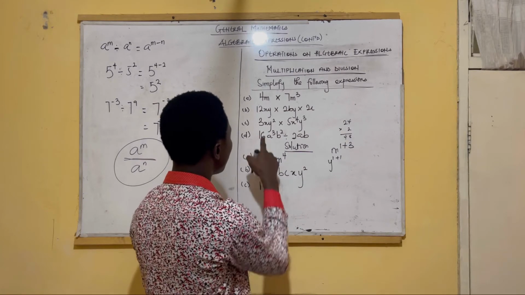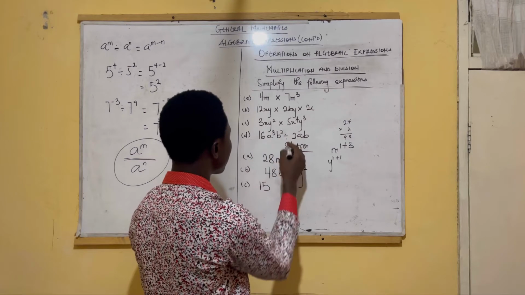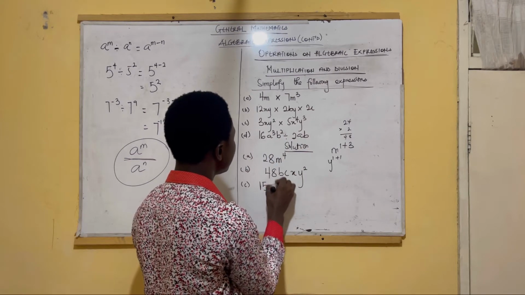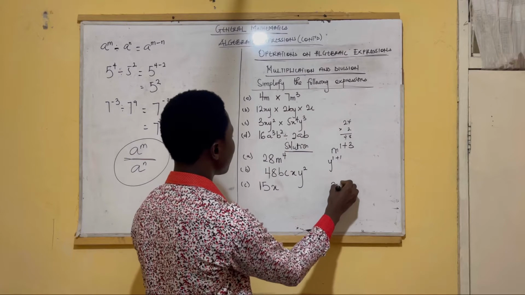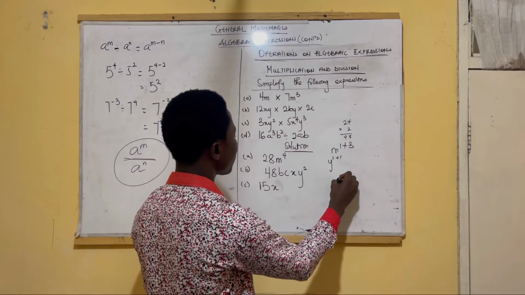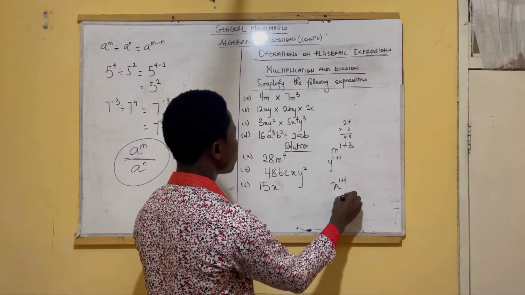Okay. Now, X does have a match, alright? So X, you see here, the power is 1. And the other side, the power is 4. So 1 plus 4. Making X exponent what? 5.